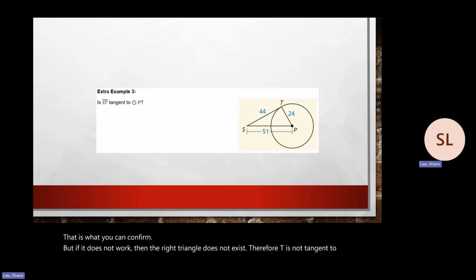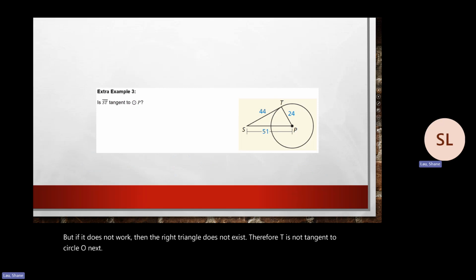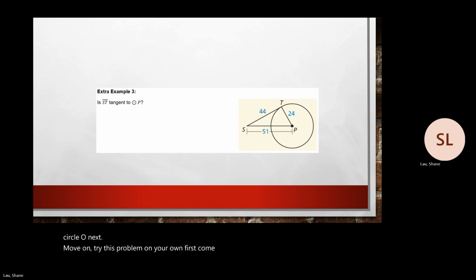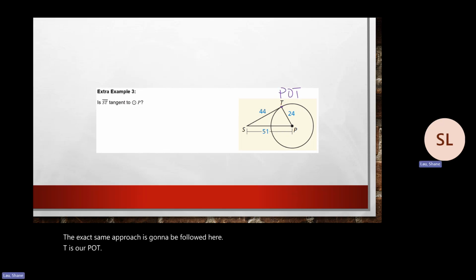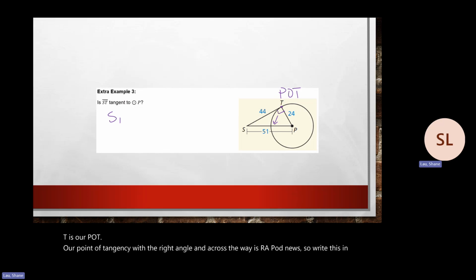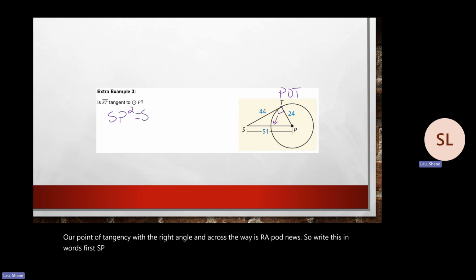So next, move on. Try this problem on your own first. Come back. Okay, now you're back. We'll see this problem next. The exact same approach is going to be followed here. T is our POT, our point of tangency, with the right angle, and across the way is our hypotenuse. So write this in words first. SP squared equals ST squared plus TP squared. Okay, notice again the exact same setup, just with different numbers now.